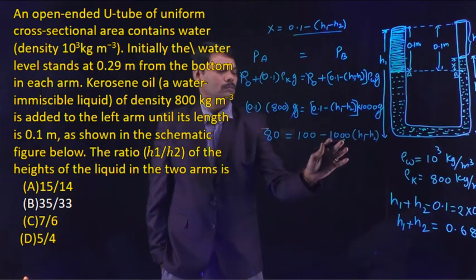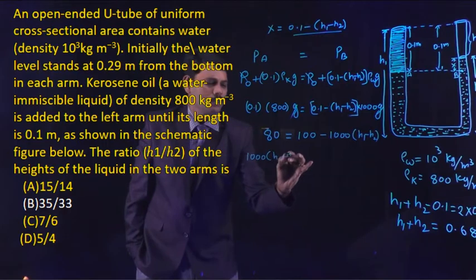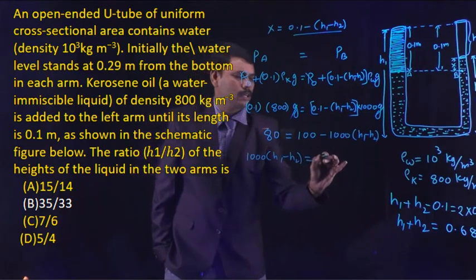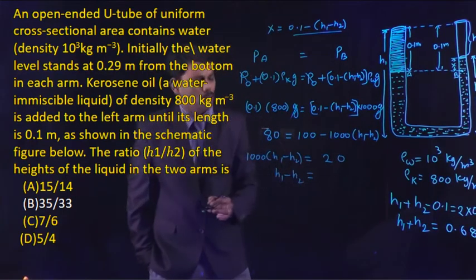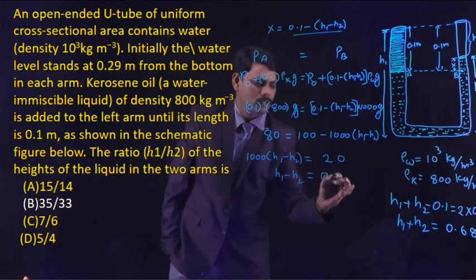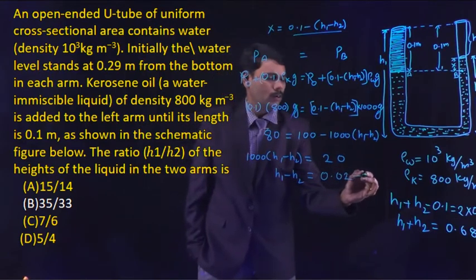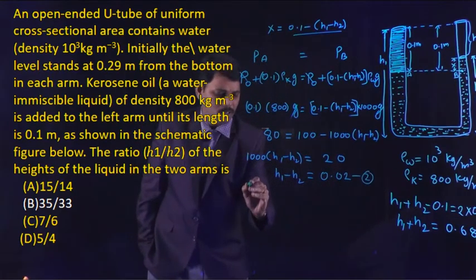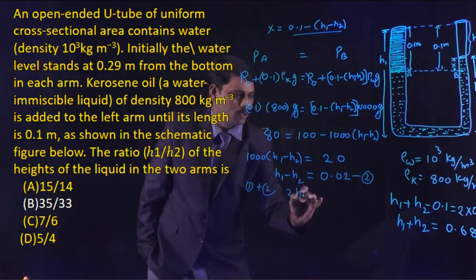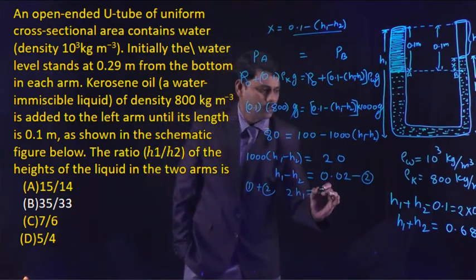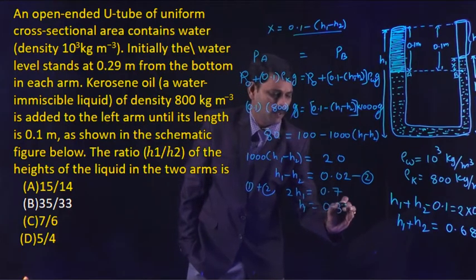Shift this value to the LHS, it becomes plus. So 1000 into (H1 minus H2) is equal to 100 minus 80, that is 20. Therefore, H1 minus H2 is 20 by 1000, that is 0.02. In equation 1 we have H1 plus H2, in equation 2 we have H1 minus H2. Add these two equations, 1 plus 2, and we get 2H1 is equal to 0.7. Therefore, H1 is equal to 0.35.